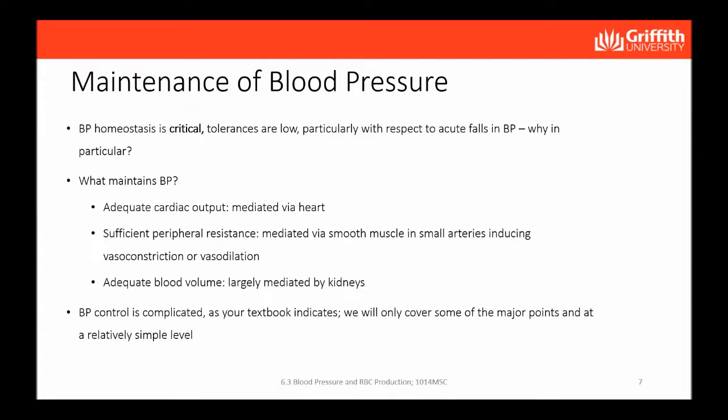Blood pressure is proportionate to cardiac output and peripheral resistance, meaning that anything that increases the cardiac output or peripheral resistance will directly increase blood pressure. Blood volume is a component of the cardiac output. Therefore, an increase in blood volume will also increase blood pressure. As your textbook indicates, blood pressure homeostasis can be complicated, so we're going to focus mostly on the major components.